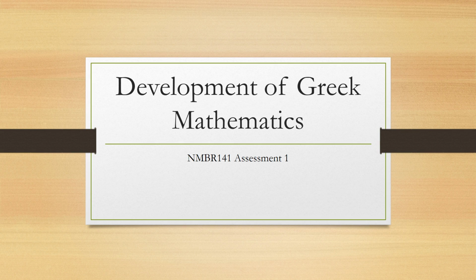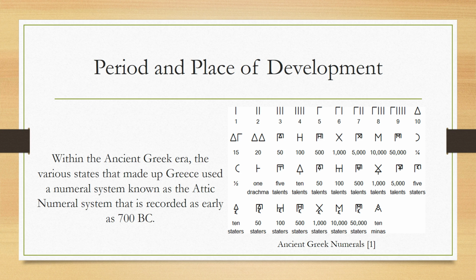Today I'm going to be talking about the development of Greek mathematics and their numeral system. Within the ancient Greek era, the various states that made up Greece used a numeral system known as the Attic numeral system that is recorded as early as 700 BC, and that system's to the right, but we're going to talk about that a little later.